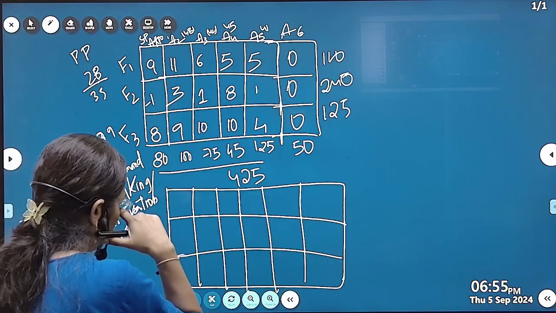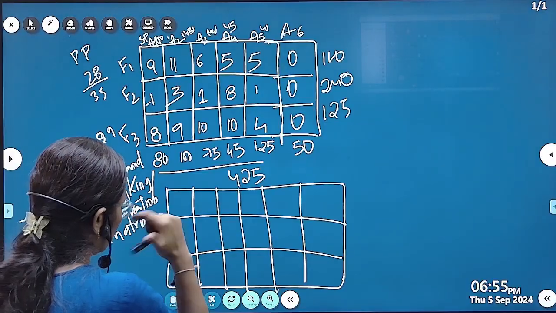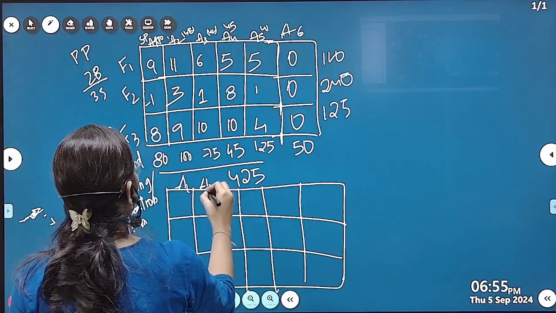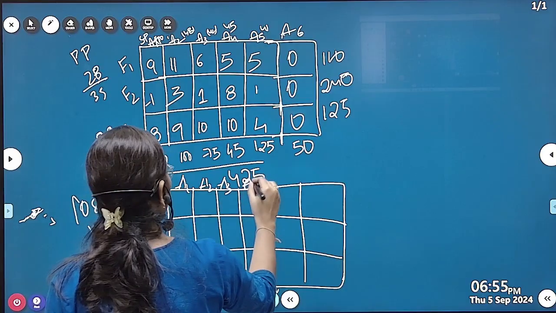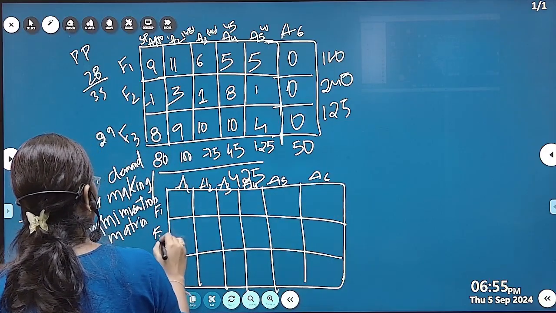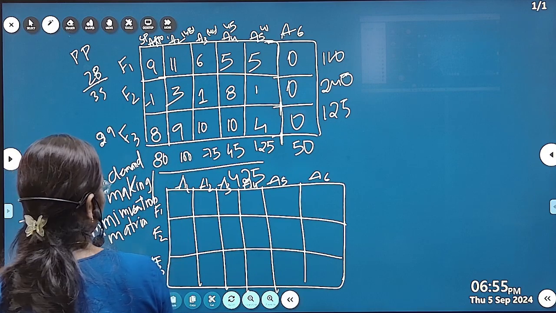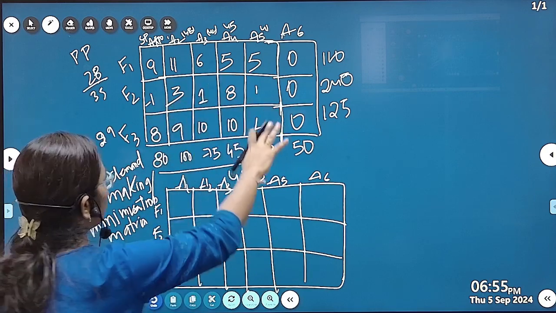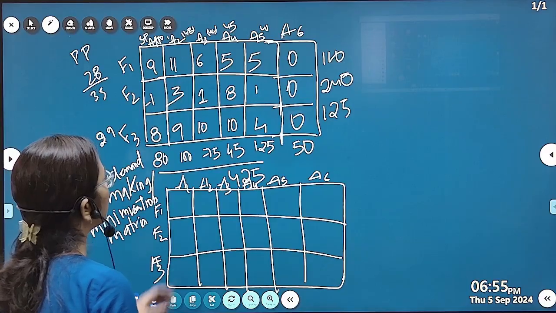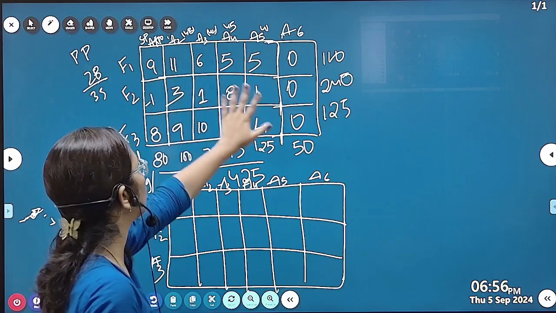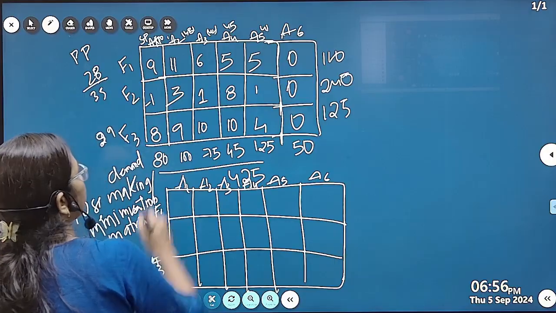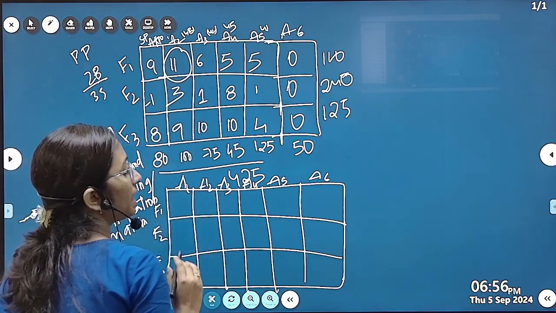These steps are very important, just pay attention. Tell me A1, A2, A3, A4, A5 and A6, and this is F1, F2 and F3. Here they are telling us to minimize the cost, so we take the higher number. In this total matrix, which one is the higher number? 11, right?